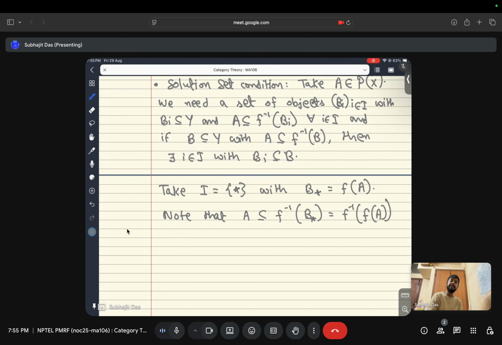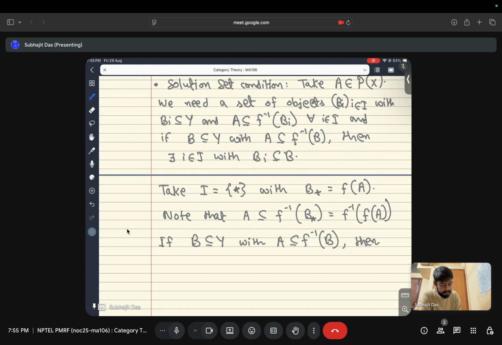So x is in a implies f of x is in f a, which implies that x is in f inverse f a, which implies that a is a subset of this. Now if b is a subset of y with a subset of f inverse b, what we need to show is this b star should be contained in f of a.